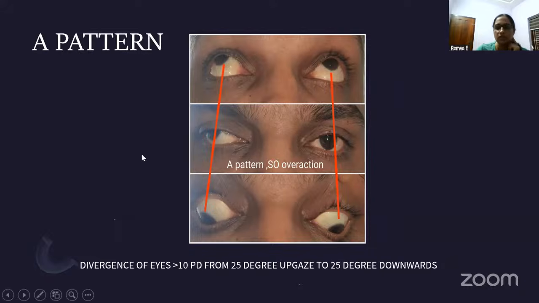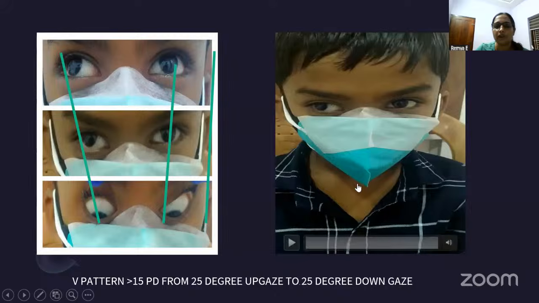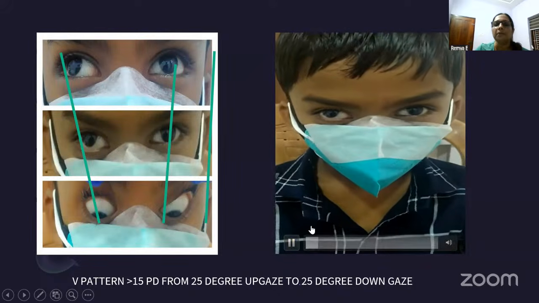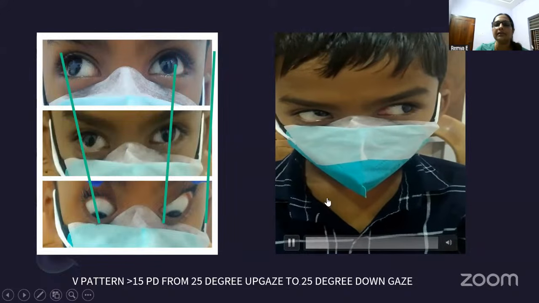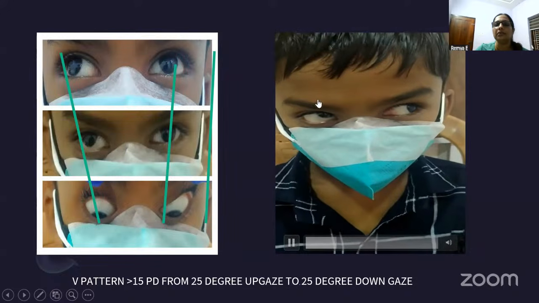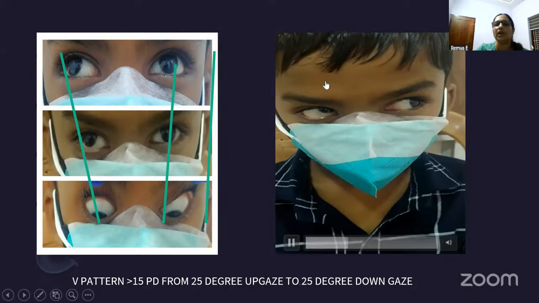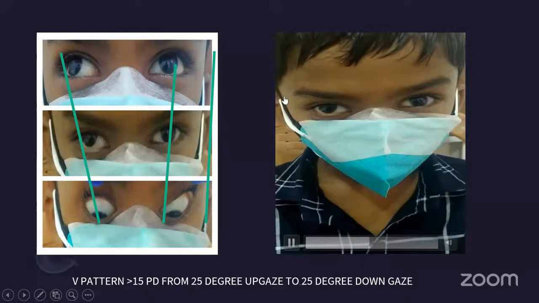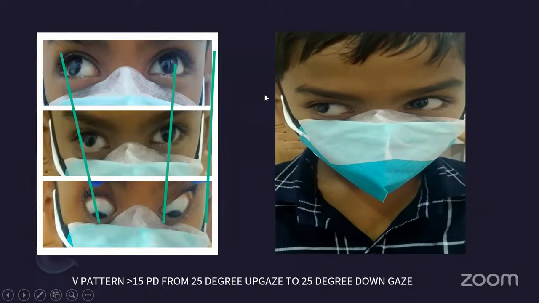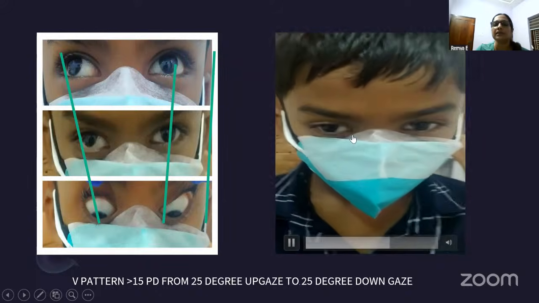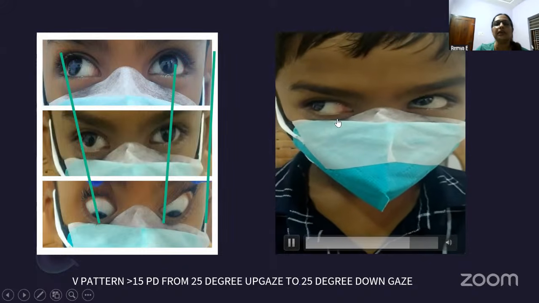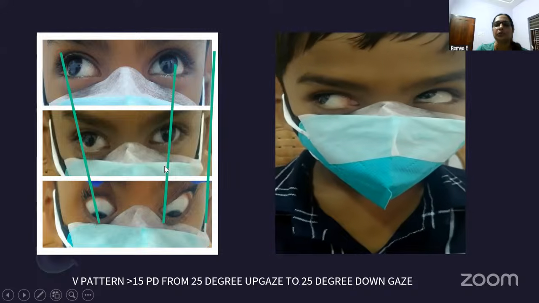So V pattern is usually due to inferior oblique overaction. This boy had an exotropia, and you can see the right inferior oblique overaction. Can you see this? Yes, madam. And when you look at over-elevation in adduction, that means his inferior oblique is overacting on both sides. So that's why he had a V pattern exotropia.